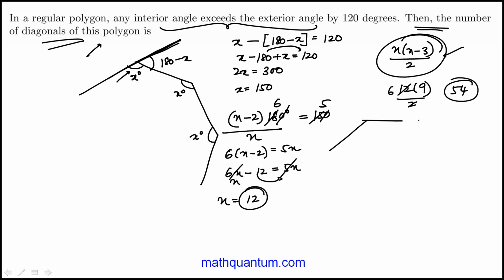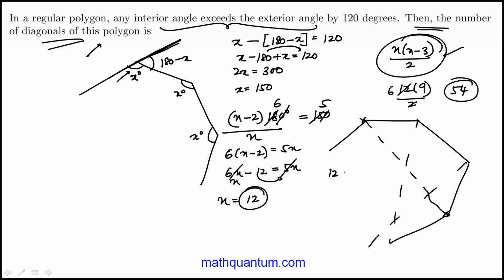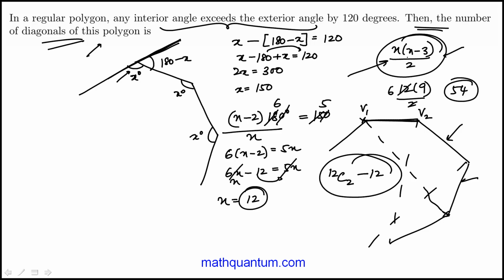In that case, the concept is that each diagonal is formed by connecting 2 of these vertices. And so it's really about finding how many pairs of these vertices I can count. So that would be 12C2. But then when we connect this vertex with that, that's not a diagonal. So I have to subtract the number of sides here. So I need to subtract 12. So that's where this formula actually comes from.